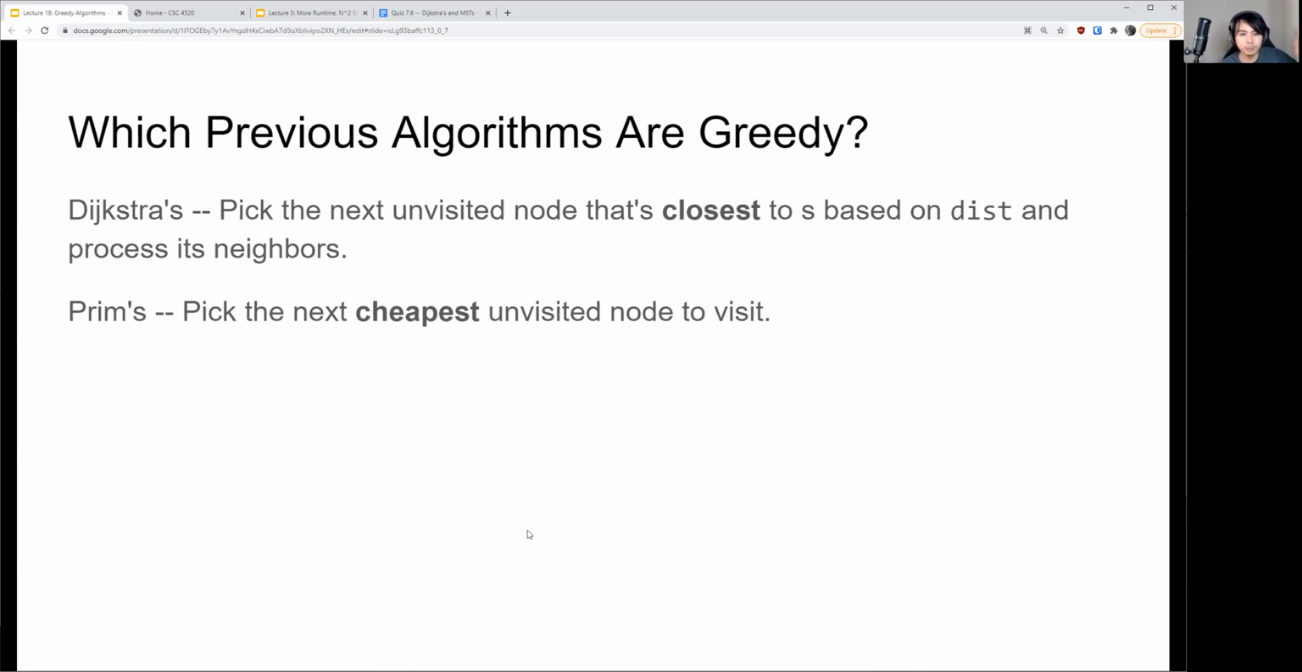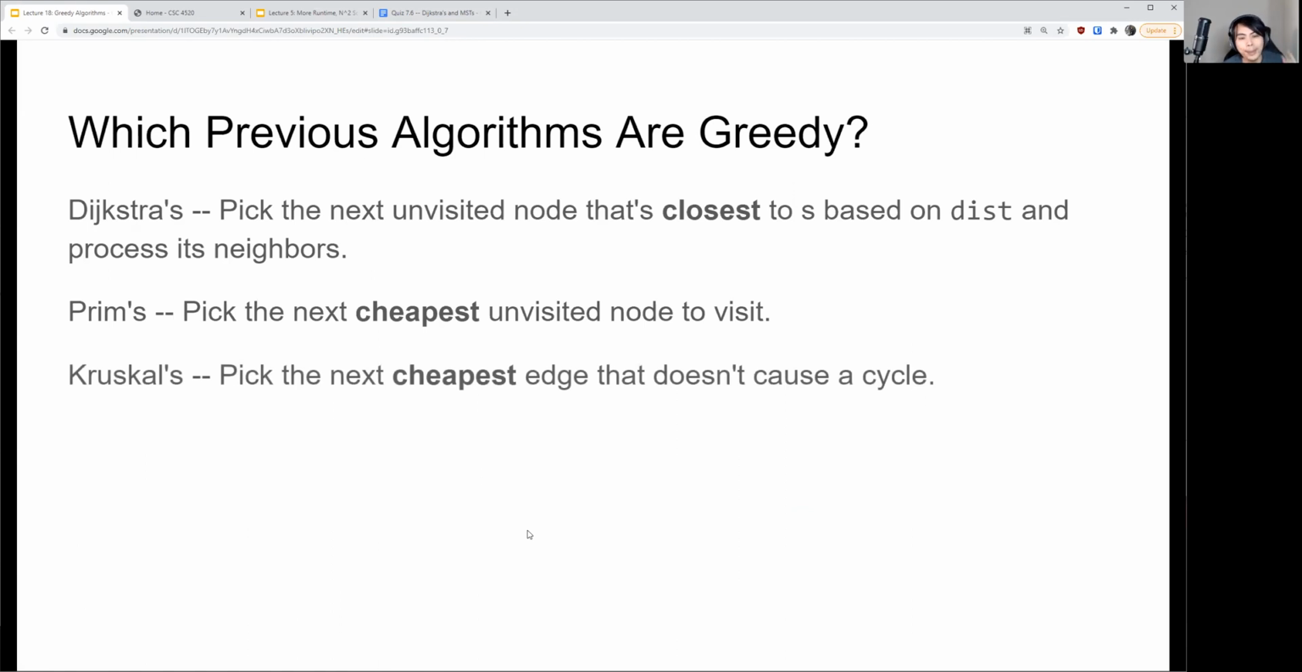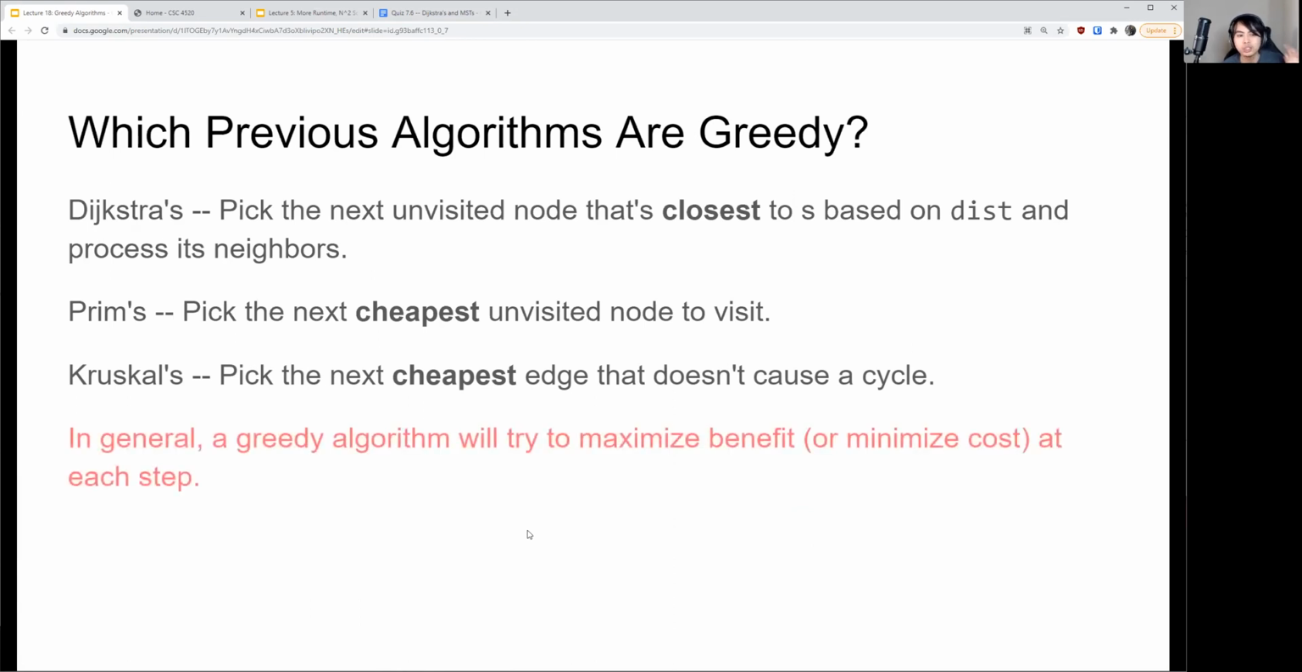In this case, the cheapest unvisited node to visit allowed us to grow our minimum spanning tree one node at a time until we eventually had all the nodes. And lastly, we had Kruskal's, which picked the next cheapest edge that doesn't cause a cycle. In this case, it's the same principle where we're just doing the next obvious thing and trying to maximize the local benefit in the hopes that we'll end up with the correct answer, the most optimal answer at the end, right? So in general, a greedy algorithm will try to maximize benefit or minimize cost at each step, right?